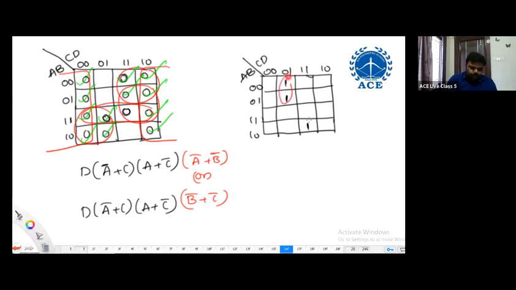This is one grouping, this second grouping. Then this is giving A bar C bar D plus A B bar C D. A B bar C. Moving to next slide.